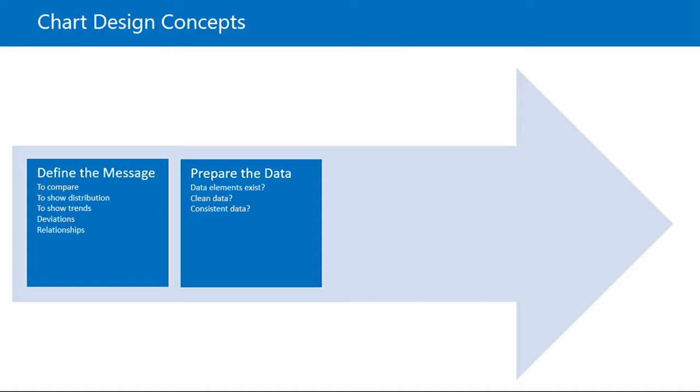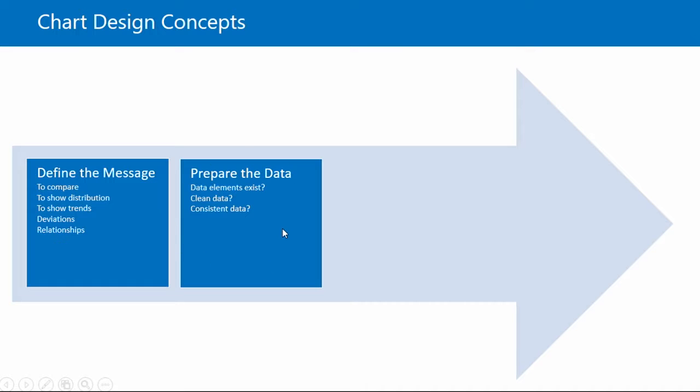And then there are also deviations. Deviations allow you to see which values deviate from the norm. Again, another example might be sales in various stores. Then we also have relationships. With relationships, it establishes a relationship between two or more variables. Again, an example might be the relationship between in-store sales and holidays.